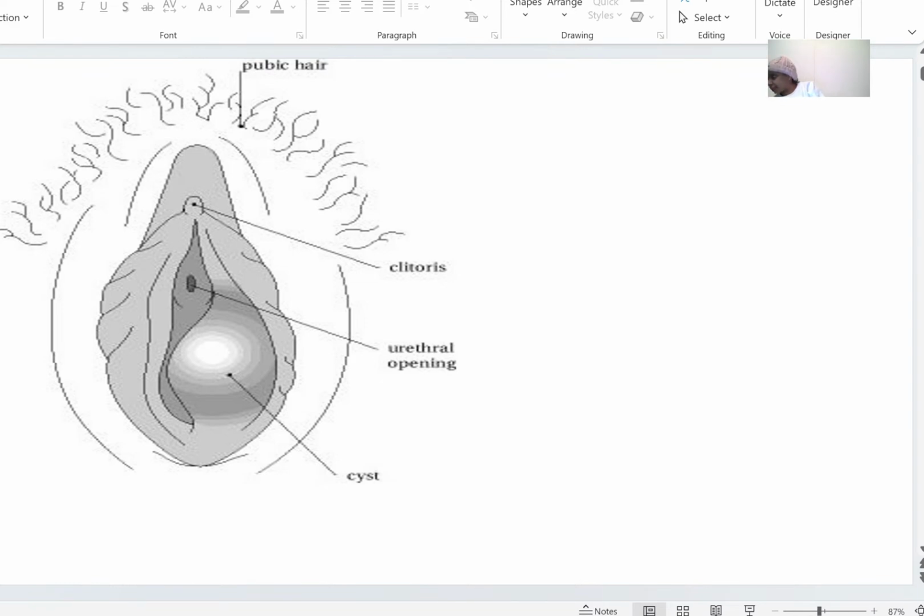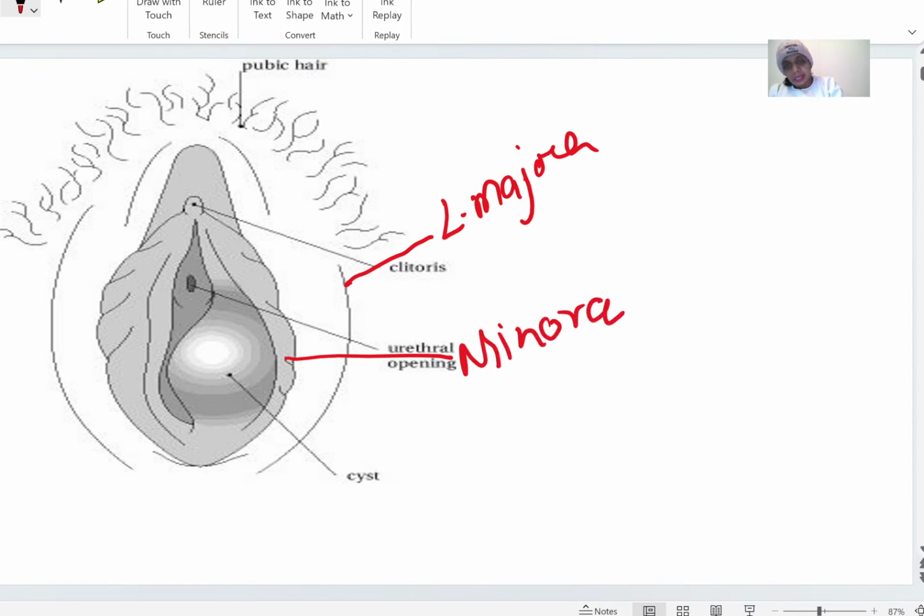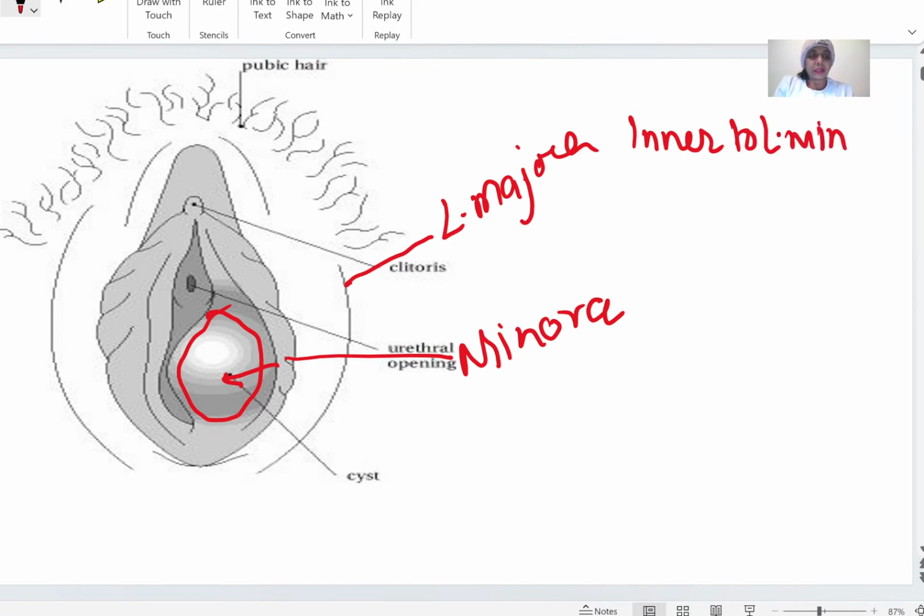First of all, what is this image? This is a Bartholin cyst, right? How will you identify it is a Bartholin cyst? See, this is the labia majora and this is the labia minora, and here is the swelling. It is inner to the labia minora, between the labia minora.